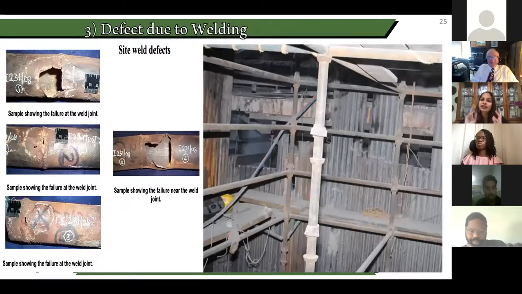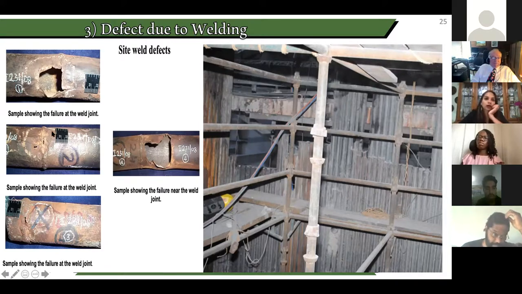So this is the third slide that I assembled for depicting defect due to welding. As you can see, this is a very small defect, but it is happening here. And this is a water wall tube, and it's inside the boiler.